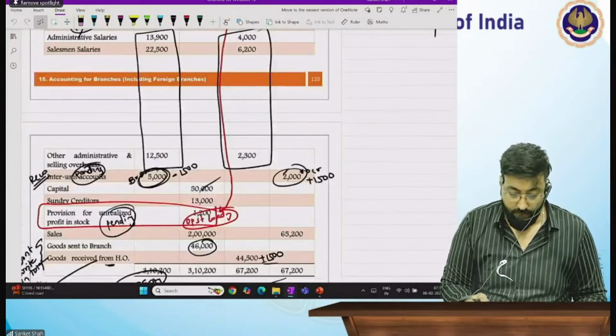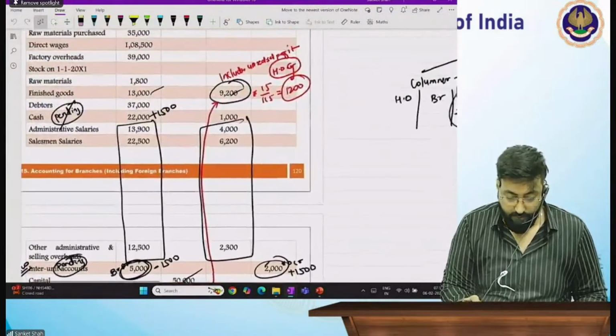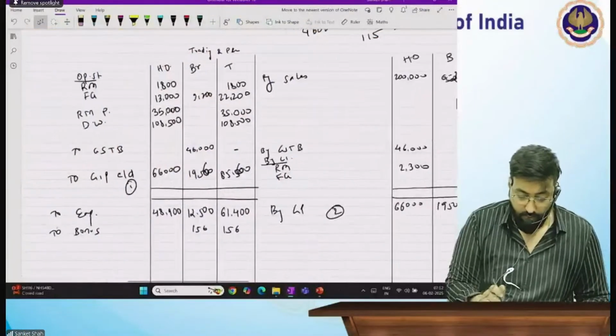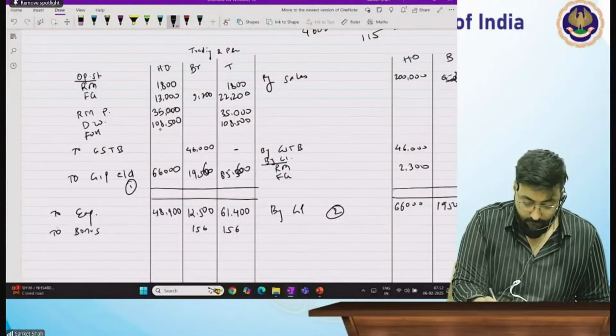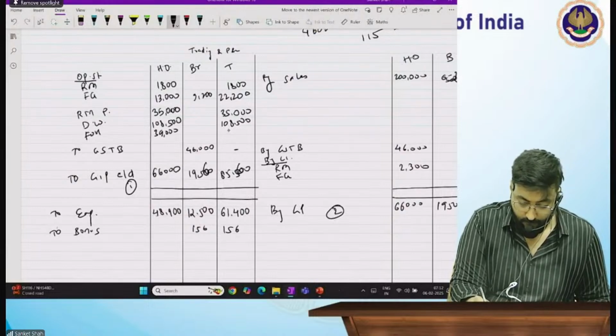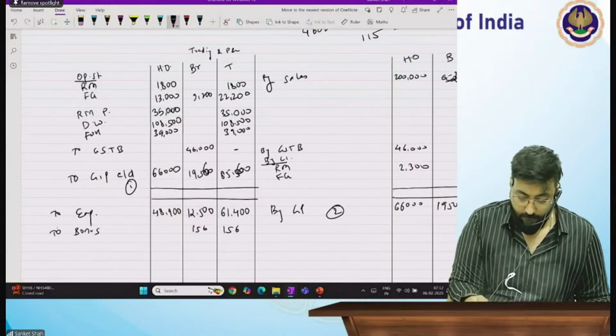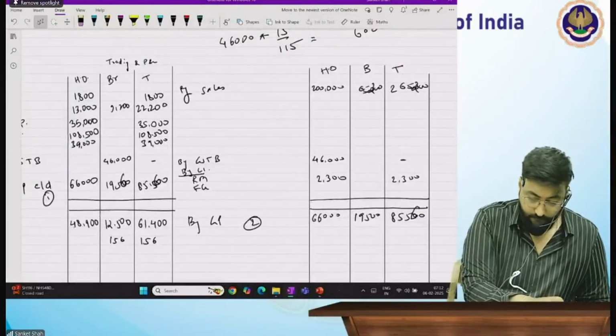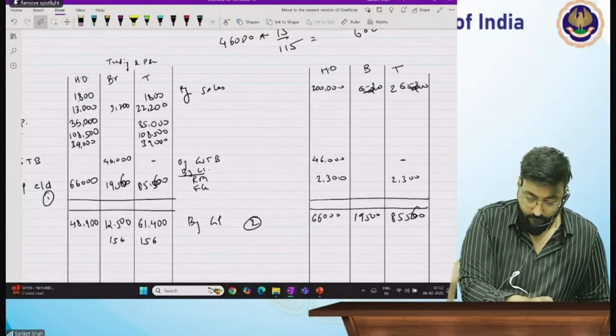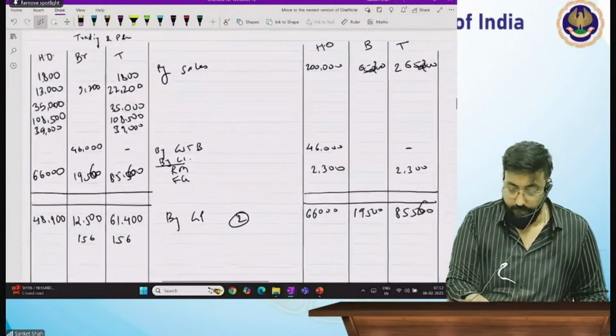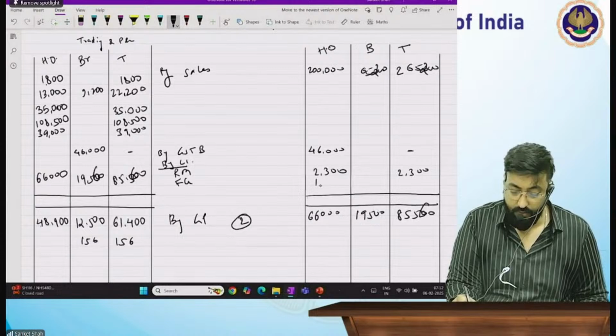Factory overheads. You haven't told me factory overheads. I don't remember. 15,000 or what? Yes, sir. 15,000.